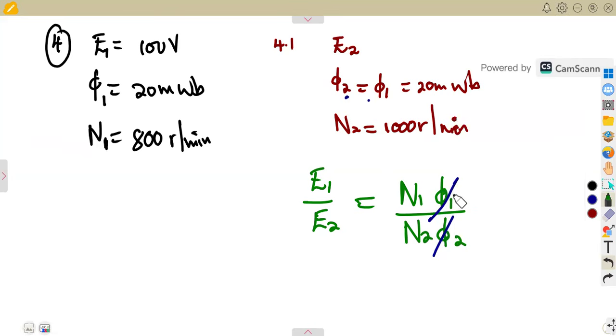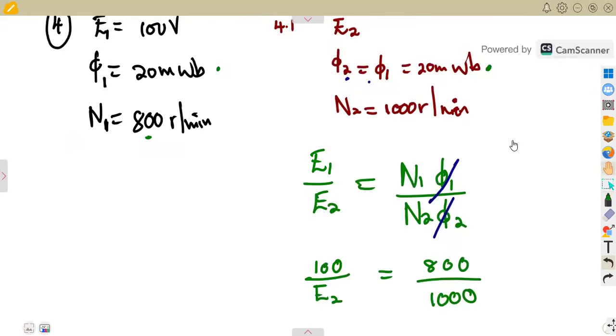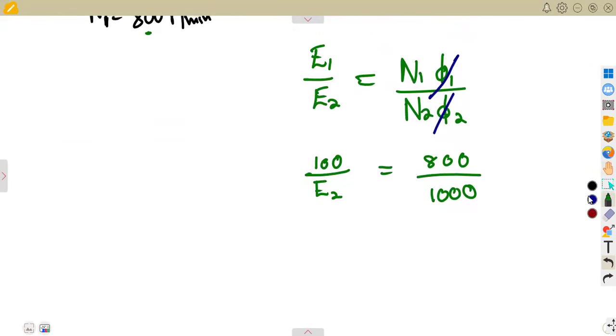You can substitute your values, it's fine, but these two, they're the same. So there's no need for us to substitute these because you're told that this part and this part are the same. So remember, your E1 is 100 over E2, which is the one that you need to calculate. It is equal to N1, which is 800, over N2, which is 1000. Remember the flux 1 and the flux 2 are the same, so there's no need for us to consider that. So we can cross multiply.